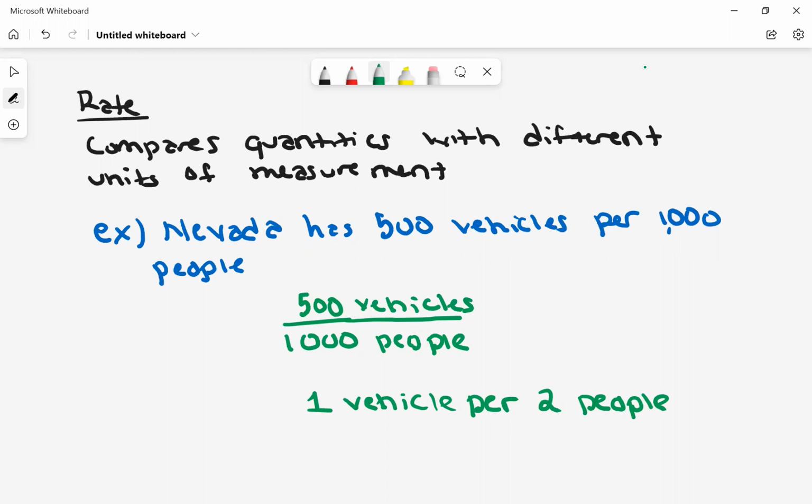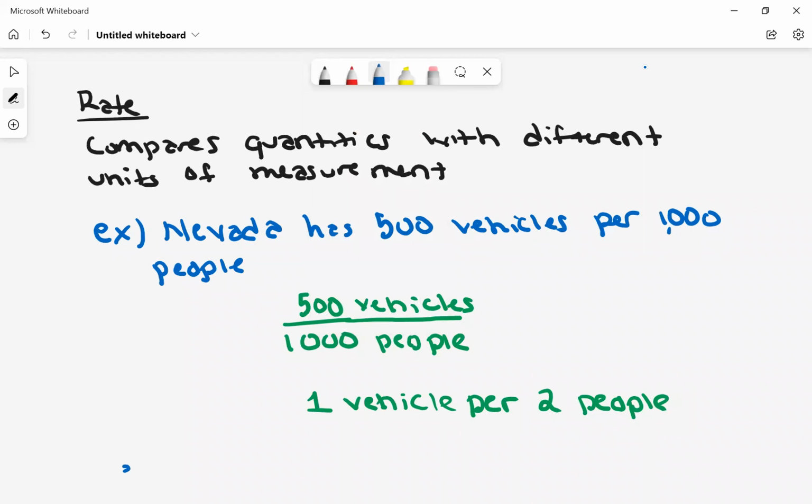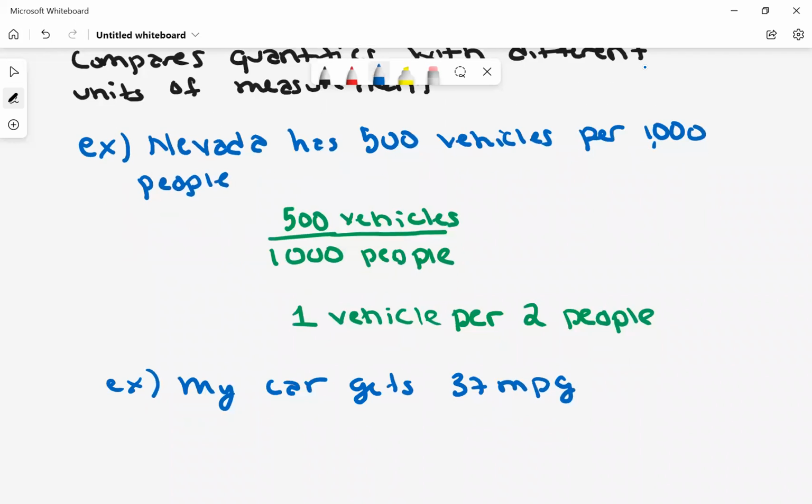Now we use rates all the time. Like we have a rate when we talk about miles per gallon. That is literally an example of a rate. So if you say my car gets 37 miles per gallon, you know that means that for every 1 gallon of gasoline, you would get 37 miles traveled in that car.